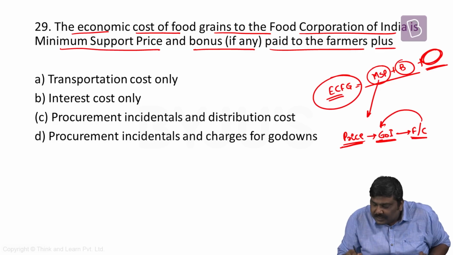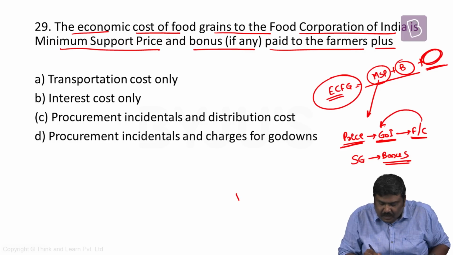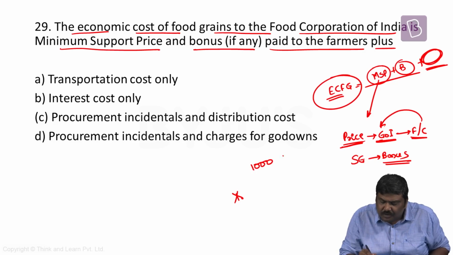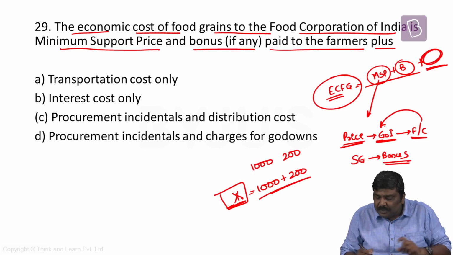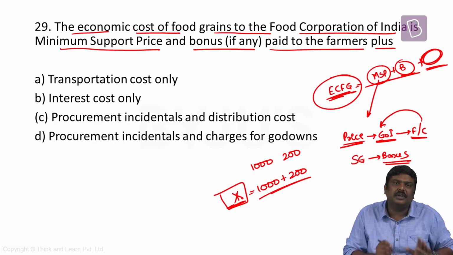Second, the central government announces MSP, and the state government announces bonus. For example, let's say for a commodity X, the central government announces an MSP of 1000 rupees, and the state government announces a bonus of 200 for the same commodity. Then when this farmer sells commodity X, he will get 1000 rupees plus 200 rupees. This is the basic concept of MSP and bonus. Now, what is this concept of economic cost of food grains?